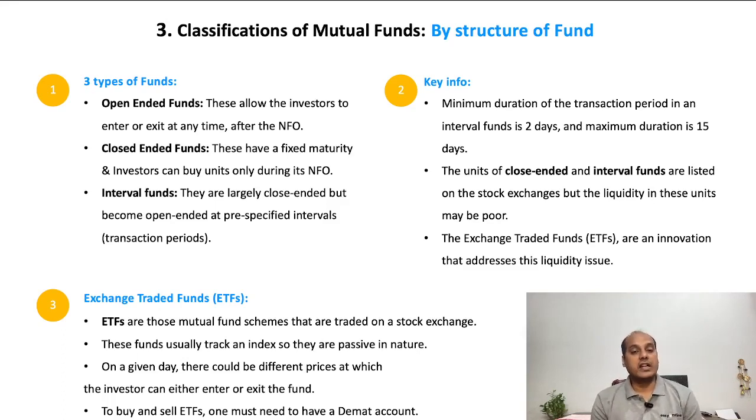You have to find a buyer on the stock exchange, because closed-ended funds are always listed on a stock exchange. When you are going to sell there, you have to find a buyer. If there is no buyer available, you might not be able to sell it.